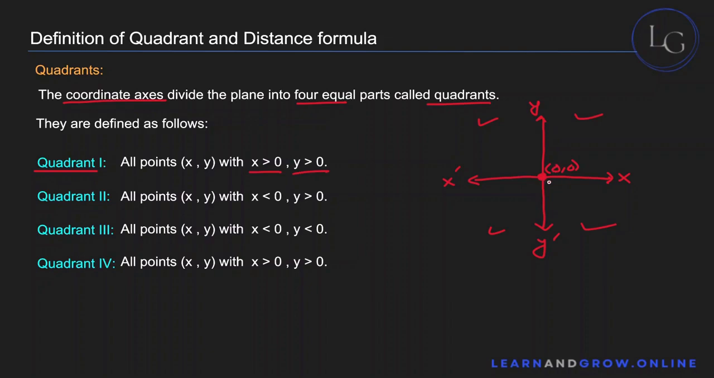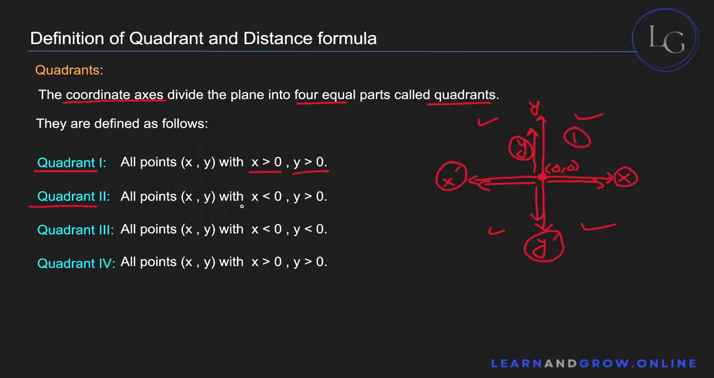So if you look at this origin over here, all values to the right of the origin have positive x values. All values above the origin have positive y values. All values to the left of the origin have negative x values. All values below the origin have negative y values. So quadrant 1 has positive x and positive y values, which means that it is above the origin and to the right of the origin, which means it's this quadrant.